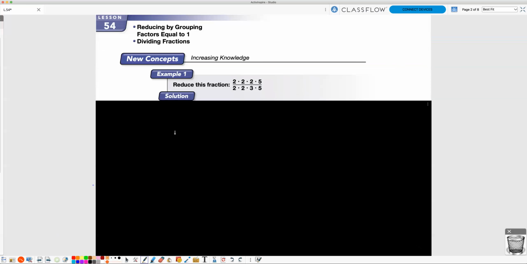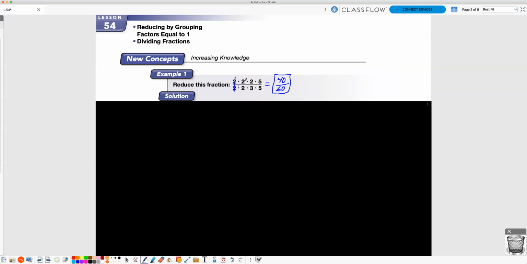So for this example, we have 2 times 2 times 2 times 5, that's the same as 2 times 2 times 2 would be 8 times 5 would be 40. 40 divided by, this would be 2 times 2 would be 4, 12, and this would be 60 in the denominator. So it says reduce this fraction.